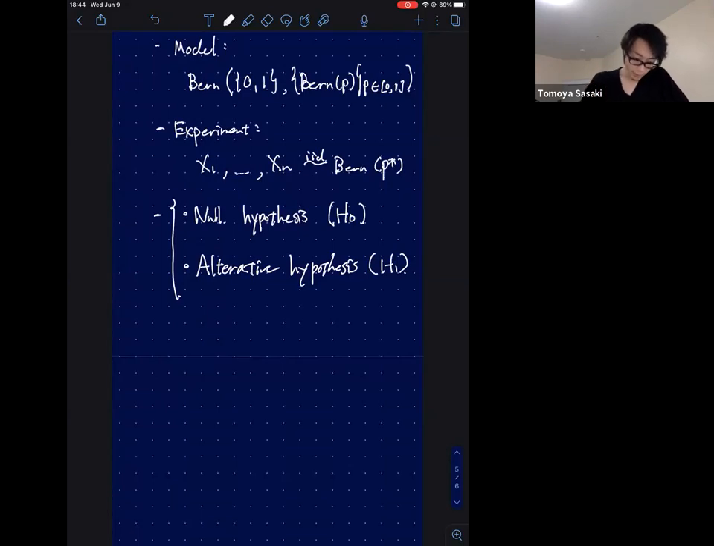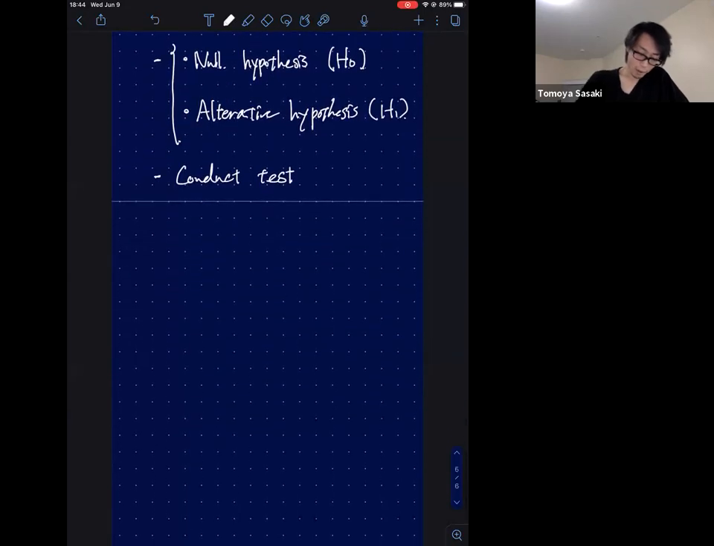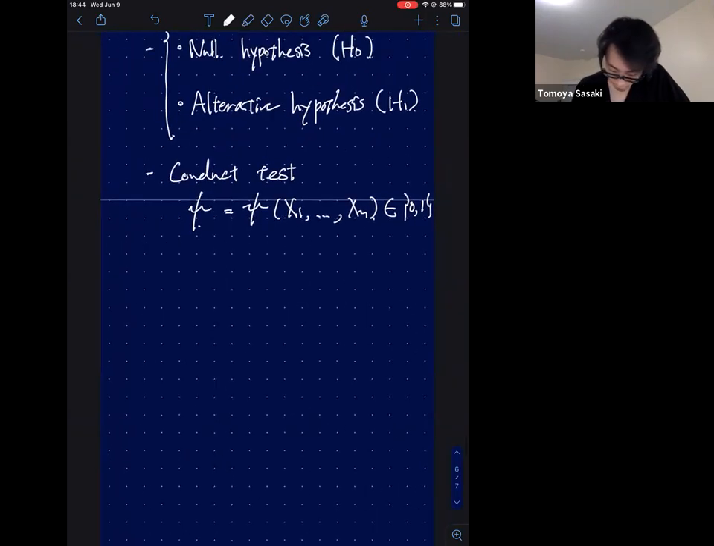And when we actually conduct tests, what we do is define the test statistic, which is a function of the data, and which should be either 0 or 1.